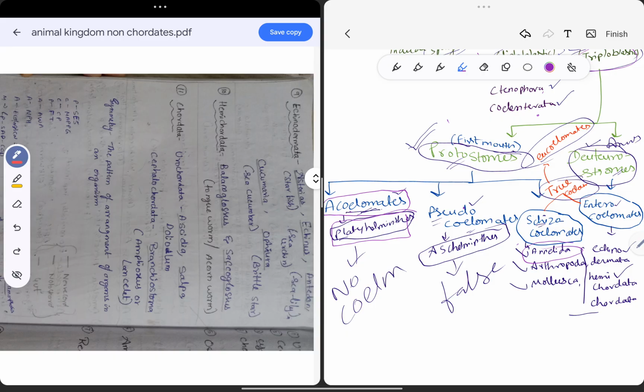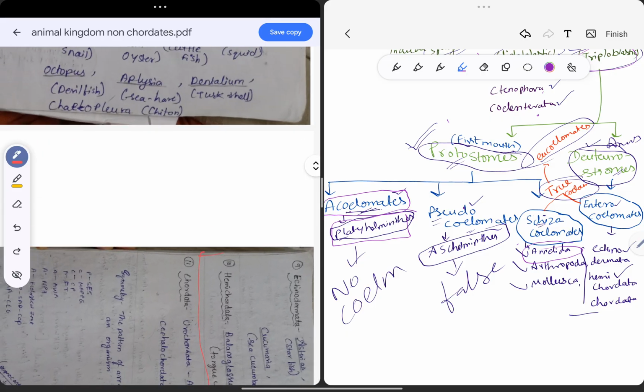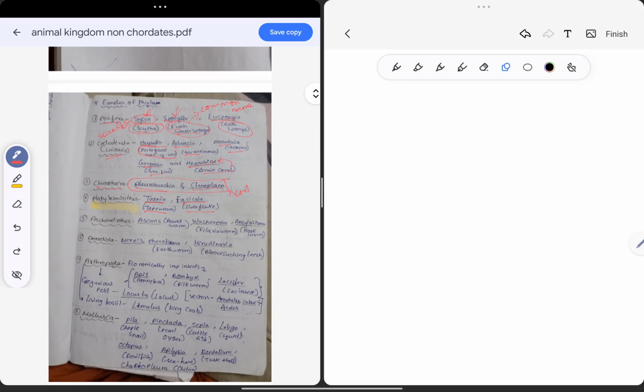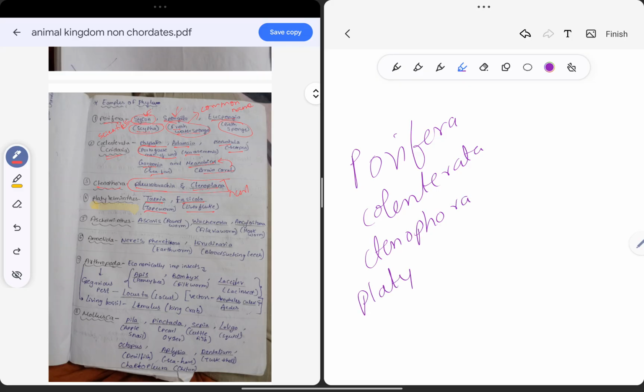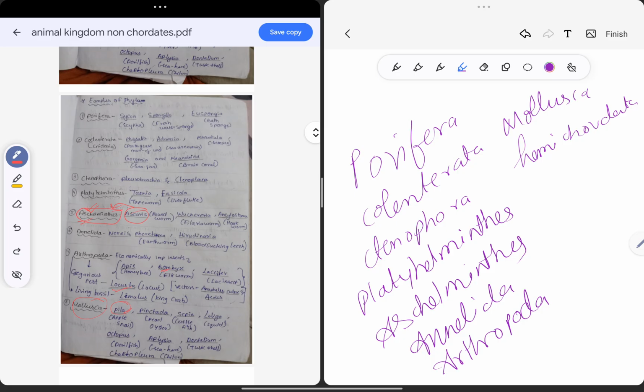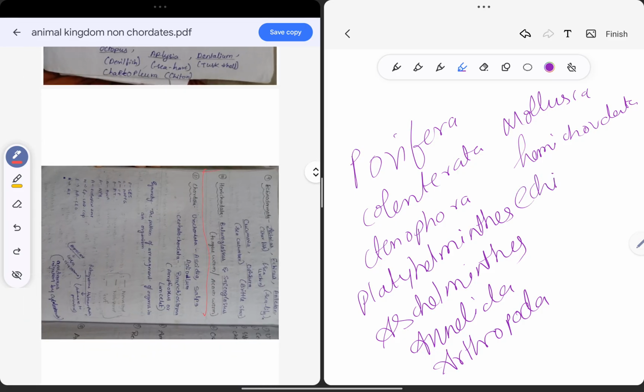After writing down all the examples and learning them by heart, till Hemichordata, all these phyla: Porifera, Coelenterata, Ctenophora, Platyhelminthes, Aschelminthes, Annelida, Arthropoda, Mollusca, Hemichordata, Echinodermata, all these come under non-chordates.